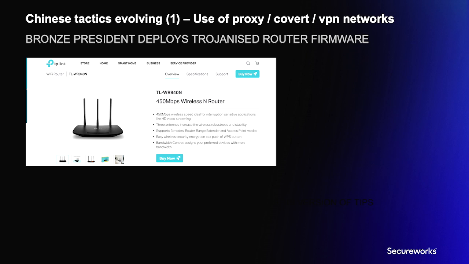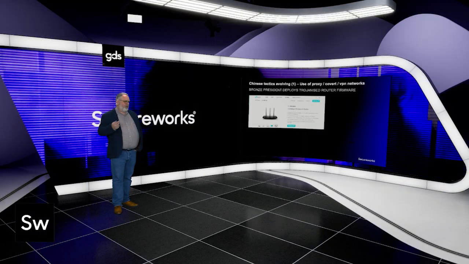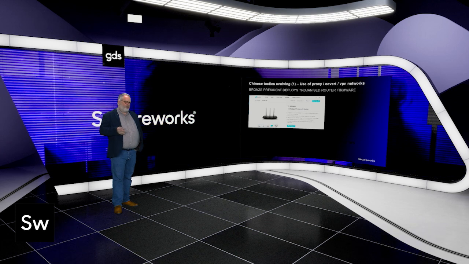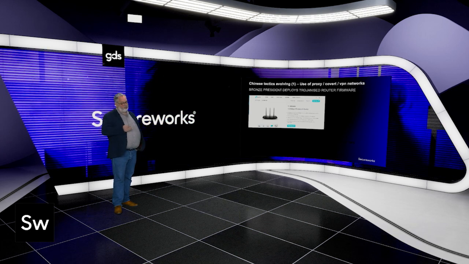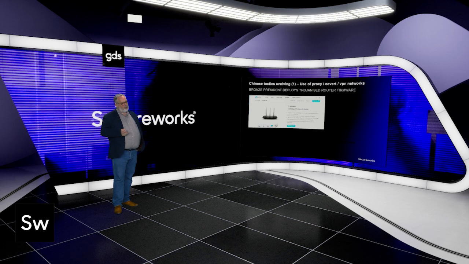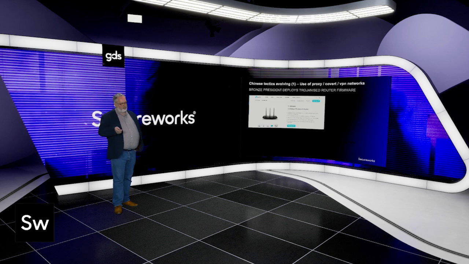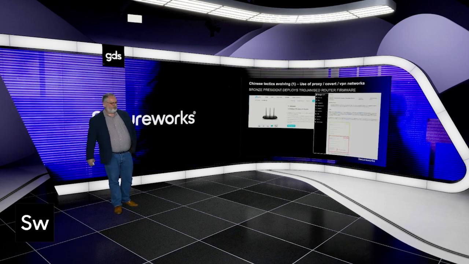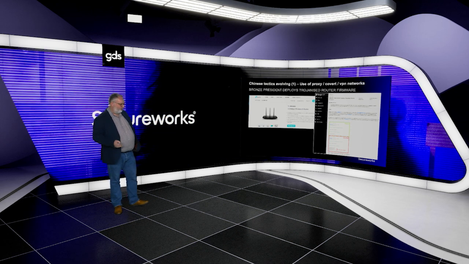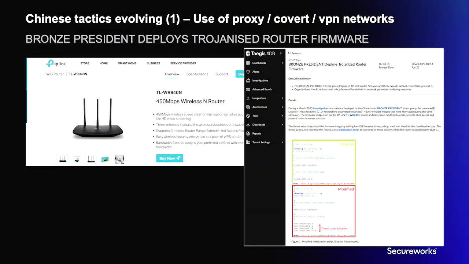I guess one of the newer ones that's certainly exercising lots of people's minds at the moment is Chinese covert networks, whether they're VPNs, whether they're networks of compromised machines, whether they're networks of compromised, in this case, SOHO routers, that are allowing them to hide their first hop and have an in-country first hop for their C2. So this is just one example. It's Bronze President with compromised router firmware. And you can see just a wee example of the tips that we use to inform our customers there.